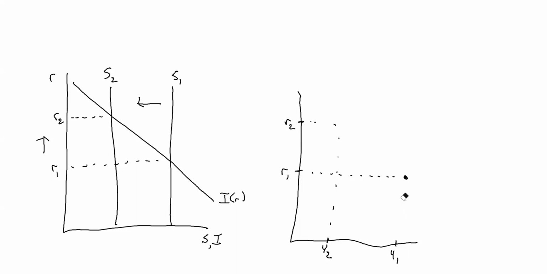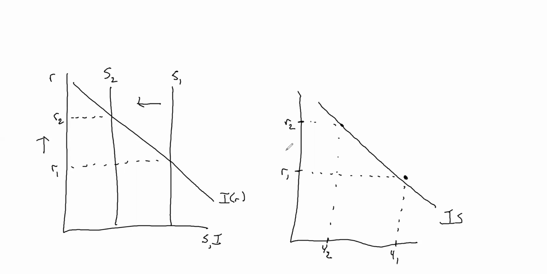And so we can connect these and see exactly the same IS curve that we had previously. So this decline in income from Y1 to Y2 decreased savings. And when we decrease savings, we increase the interest rate. And so we still have this exact same negative relationship between interest rates and income.